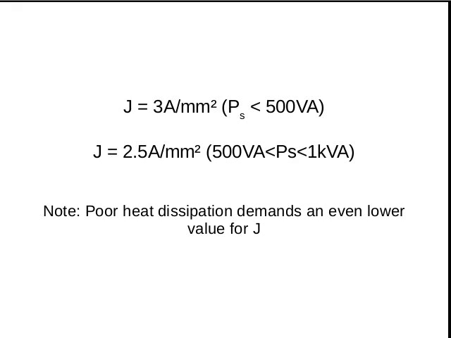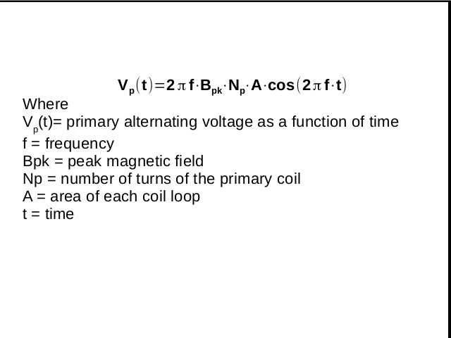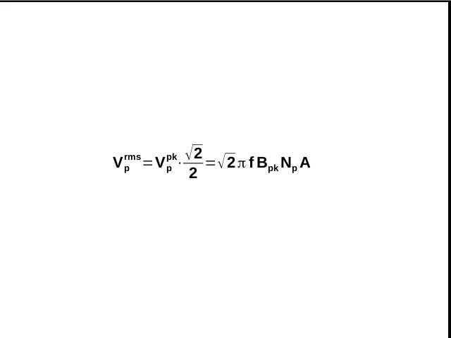Next thing to do is to calculate the number of turns for each winding and the dimensions of the core. From our previous video on power transformer modeling, we learned that the primary voltage can be written like this. Alternating voltages are normally rated by their RMS value, which is their peak value, that is, when the cosine of 2 pi ft is equal to 1, times the square root of 2 over 2. That way we can write the new relation in terms of RMS voltage.